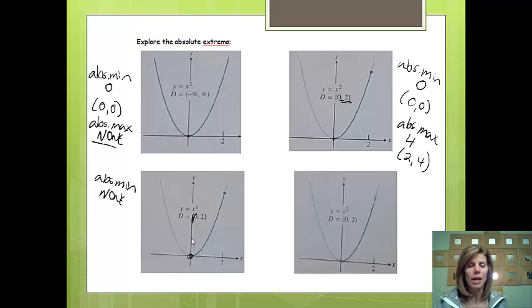Okay, and then again, the absolute maximum, since there's a dot up there just like on the other function, we will have that same absolute maximum. And the absolute maximum will be 4, and it's happening at the point (2, 4).